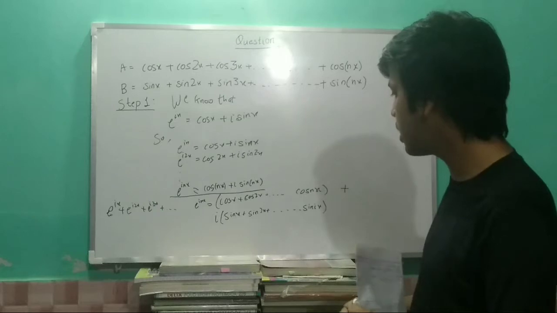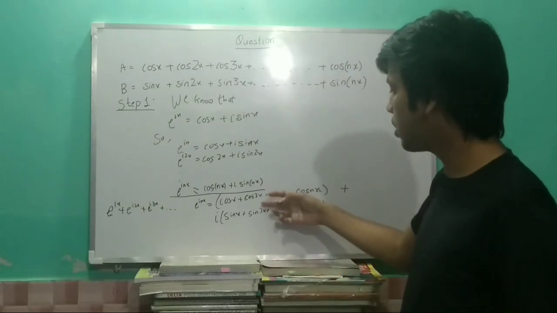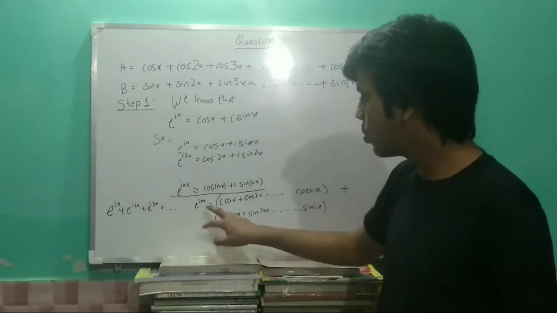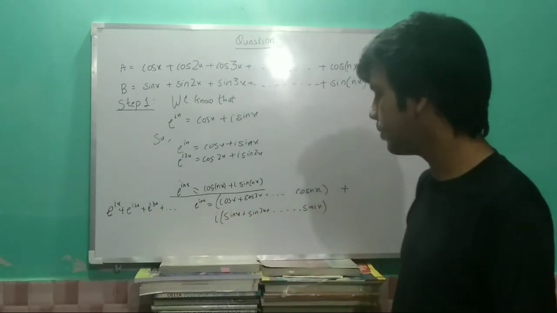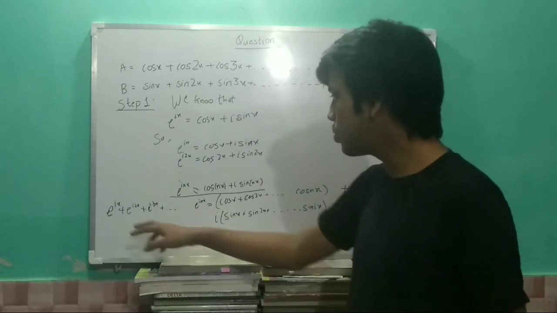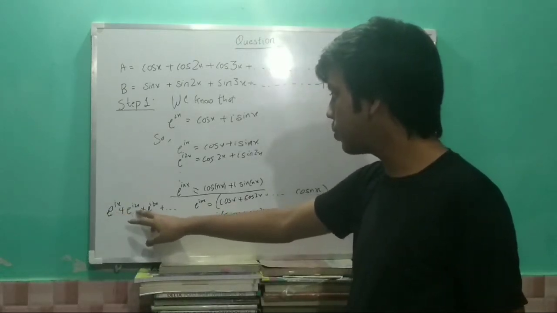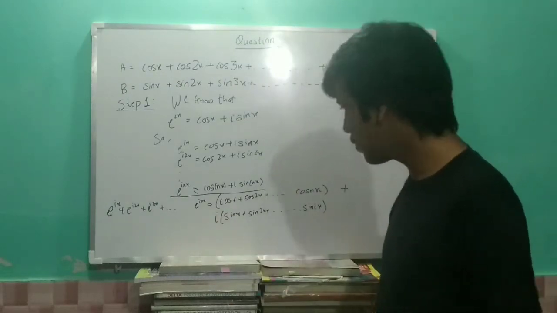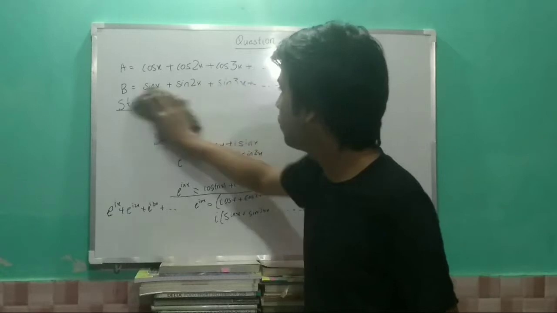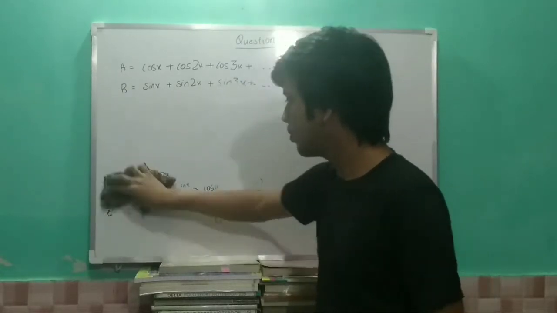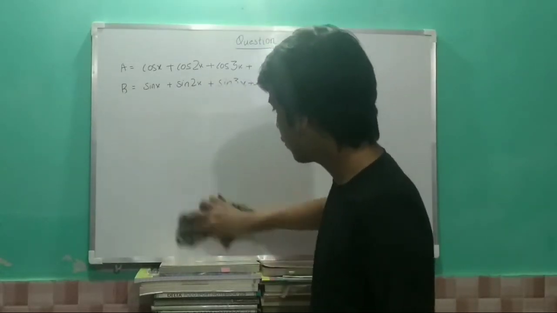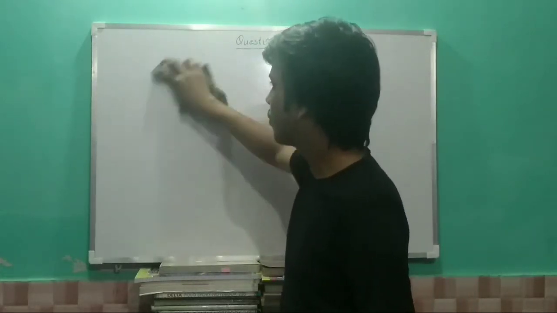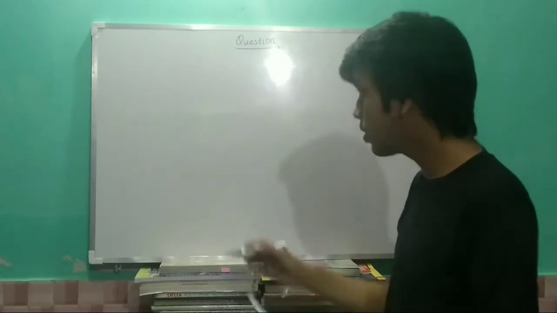Now to find the sum of this series, we have to solve the LHS. So let us proceed to solve the LHS: e to the power ix, e to the power 2ix, e to the power 3ix up to e to the power inx. So let us solve this equation. Step 2.